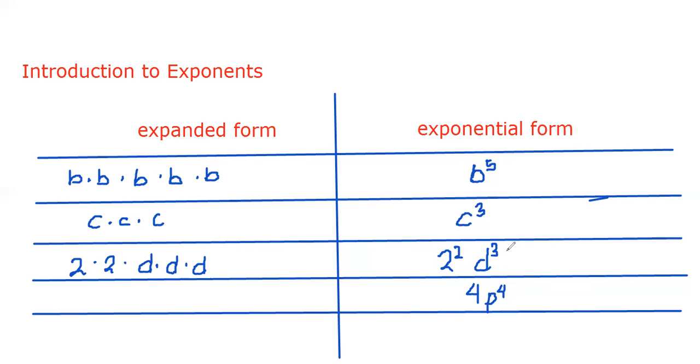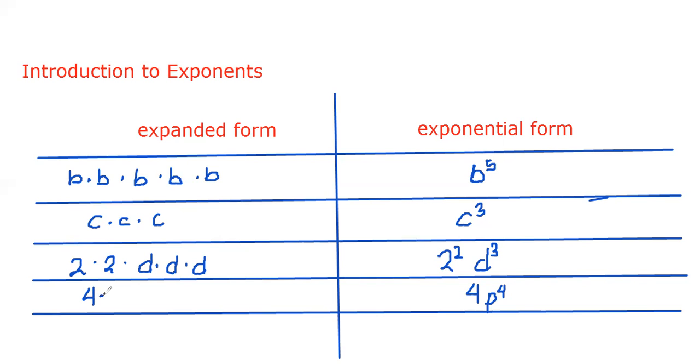Okay, pwede natin siya basahin na 2 to the 2nd power, D to the 3rd power. Or di kaya 2 raised to 2, then D raised to 3. Or 2 square D cube. Now, we have here 4, then P raised to the 4th power. Raised to 4. Okay? So, ang 4 natin, isa lang naman siya. Wala naman siyang exponent. So, understood natin that is 4.